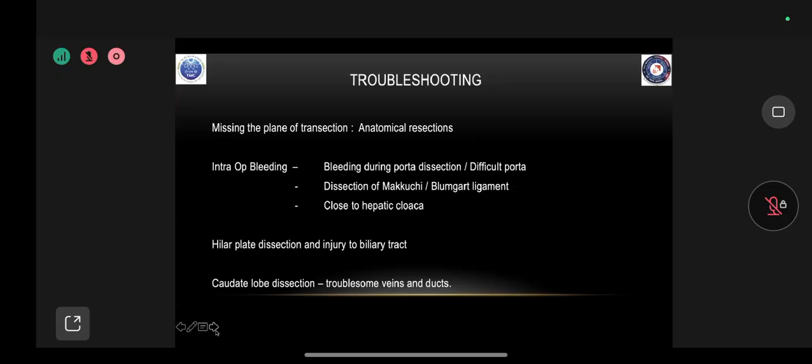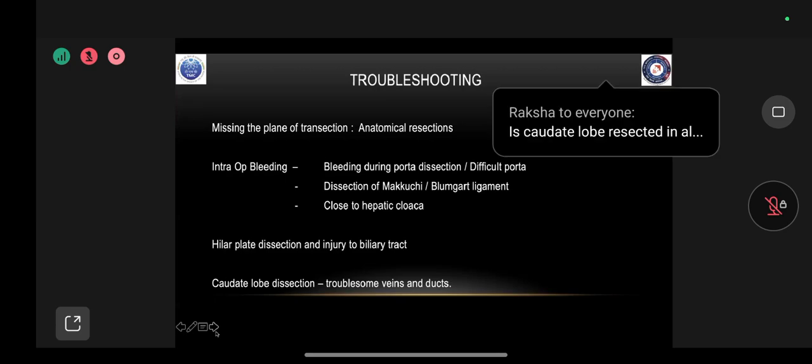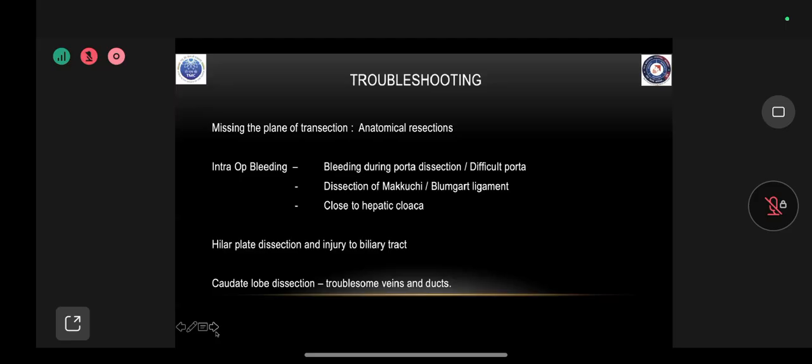Hilar plate dissection and injury to the biliary tract have already been covered. Biliary leak in the postoperative period is the most troublesome. Once you have a patient who has a bile leak and goes into sepsis, it almost becomes an unsalvageable situation. Caudate lobe dissection is mandatory for cholangiocarcinomas. So the caudate has to be completely mobilized off the cava. All the draining veins into the IVC need to be taken, and the duct has to be secured carefully after the resection, just to make sure that you don't have postoperative leaks.